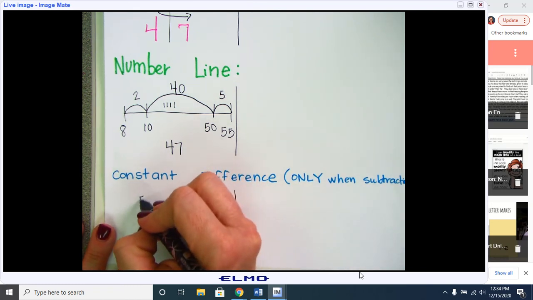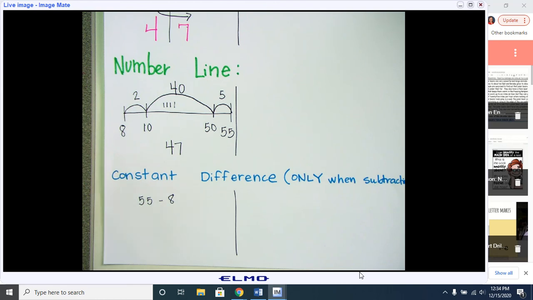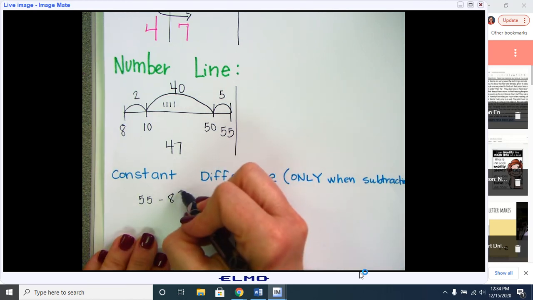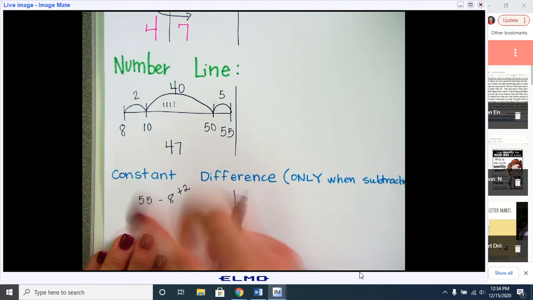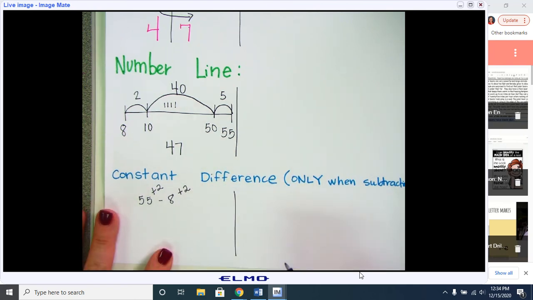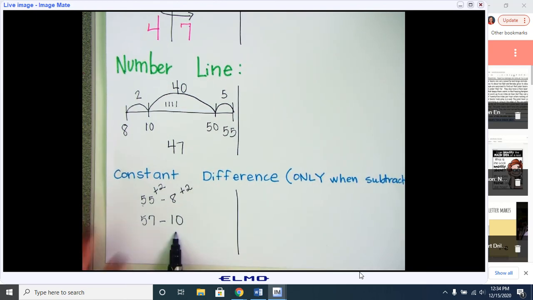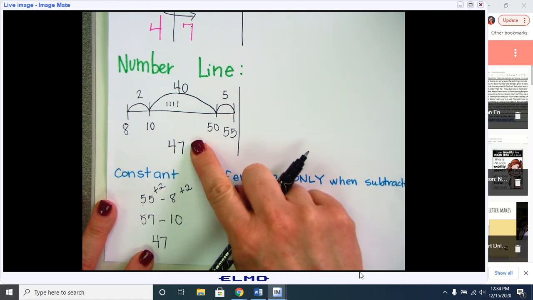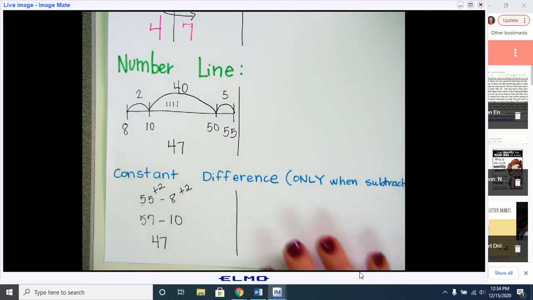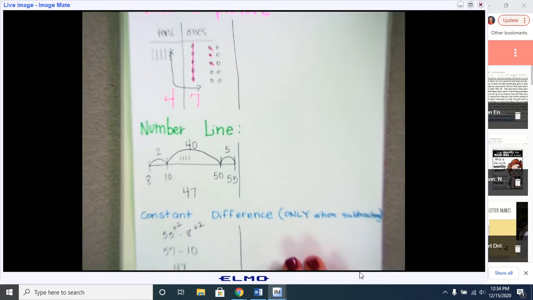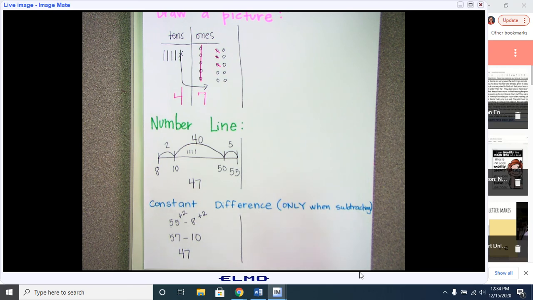This is how this works. All right, the way that you do this strategy is you try to get the smaller number to a full 10. So in this situation, how much does 8 need to get to 10? That's right, it needs 2. If I add 2 to 8, I'm going to add 2 to 55. So 55 plus 2 is 57, and 8 plus 2 is 10. Well, it's pretty easy to subtract 57 minus 10. That is 47. So I used 3 different strategies, and I got the same answer.